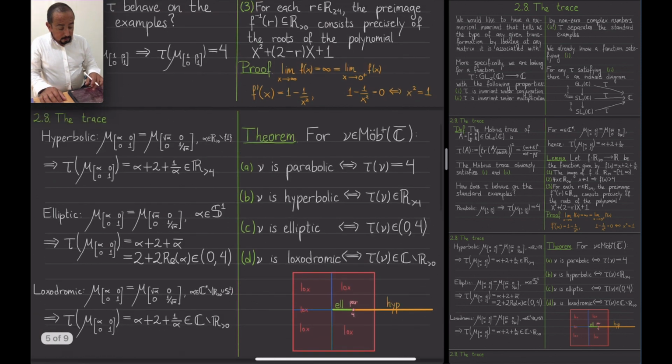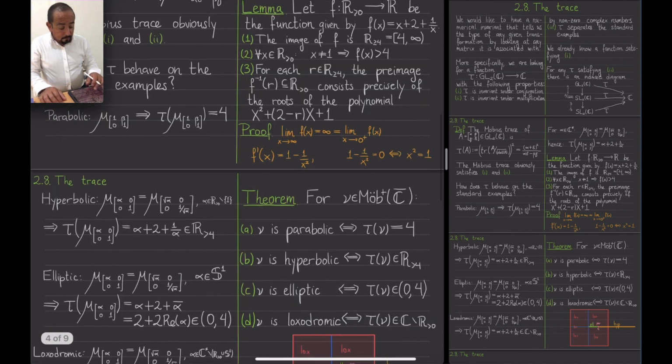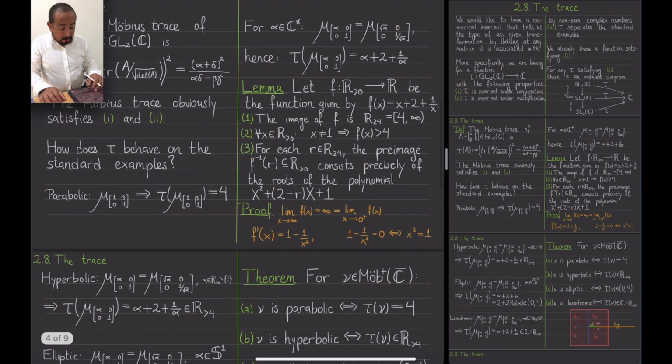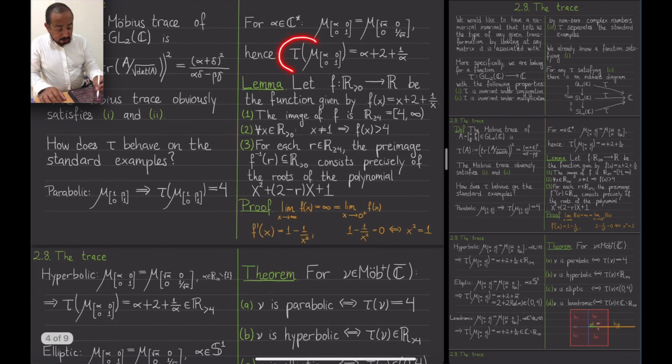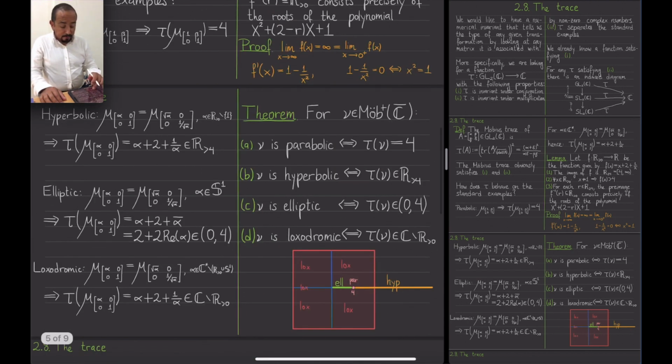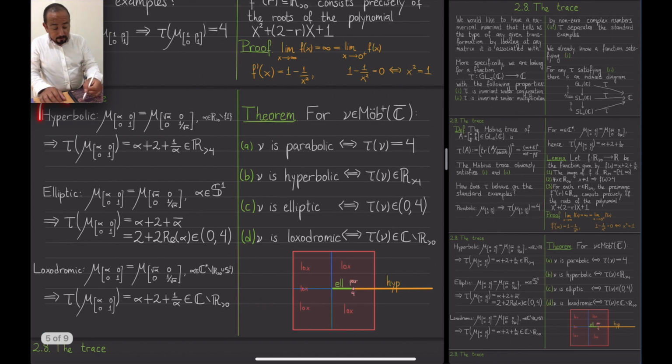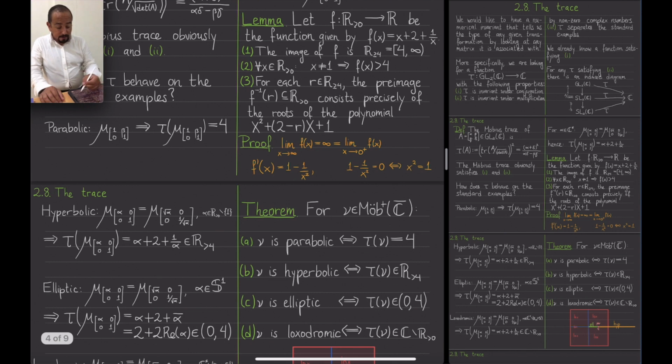All right. Now let's perform the analysis of tau of the Möbius transformation for the different types. So in the hyperbolic case, namely when it's multiplication by alpha, by positive real alpha, then just by this lemma, we see that this is a real number greater than 4. Greater than 4 because alpha is not 1. Right? Alpha is not 1, so it's greater than 4.